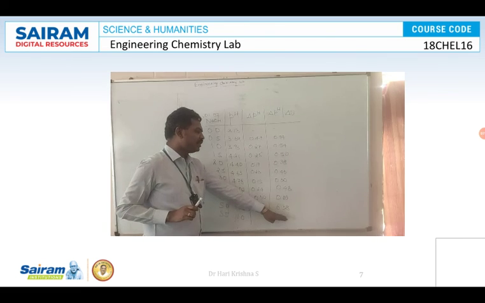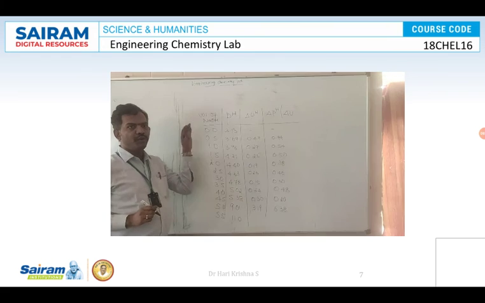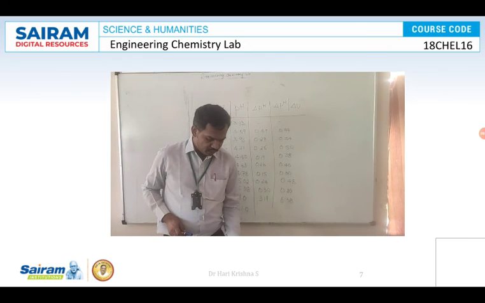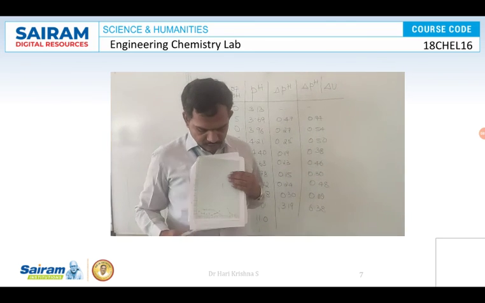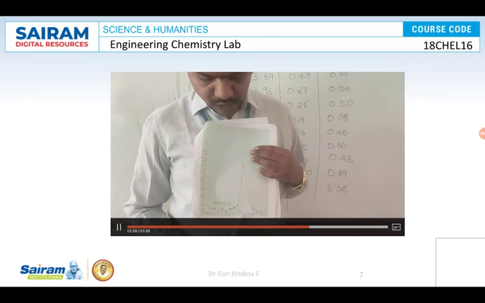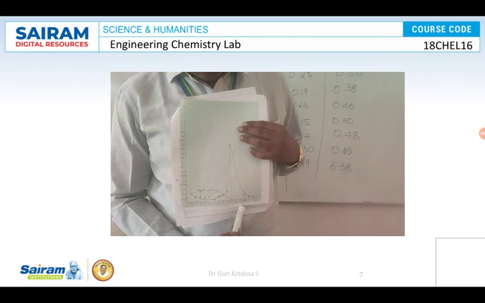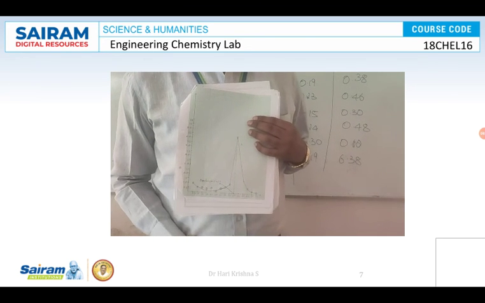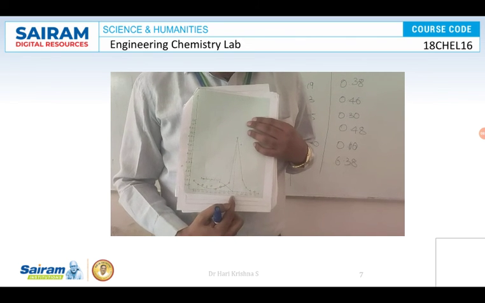Once we get delta pH and delta V, we are going to plot a graph of delta pH by delta V versus volume of NaOH. From that we will determine the neutralization point or equivalence point. The nature of the graph will be like this. Here the equivalence point is 5.0. We have received the equivalence point. From this we are going to calculate the half equivalence point. What is the half equivalence point? Equivalence point by 2, so 5.0 by 2.